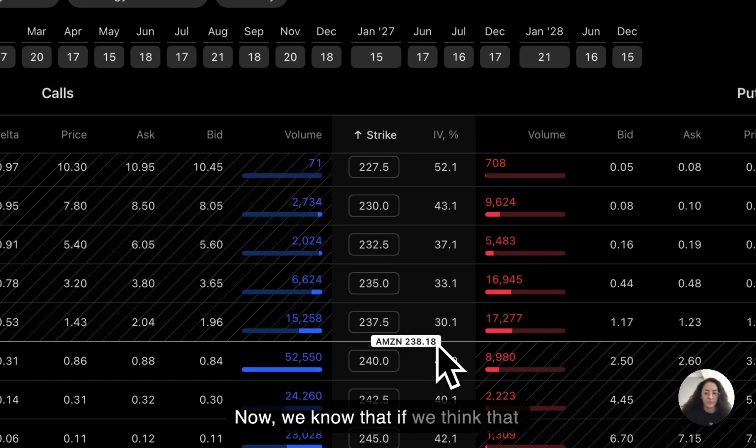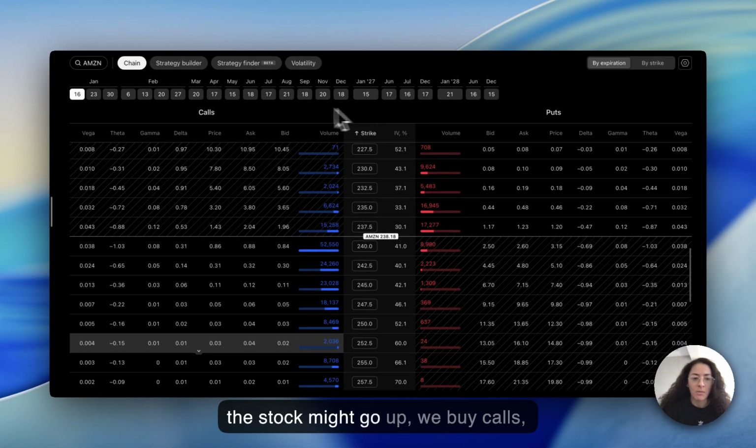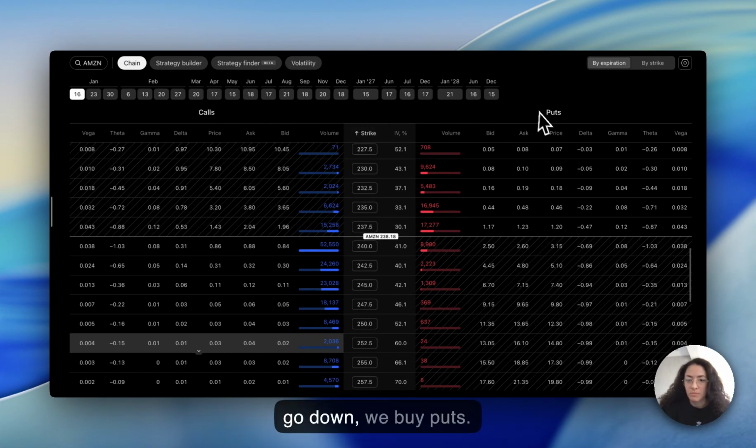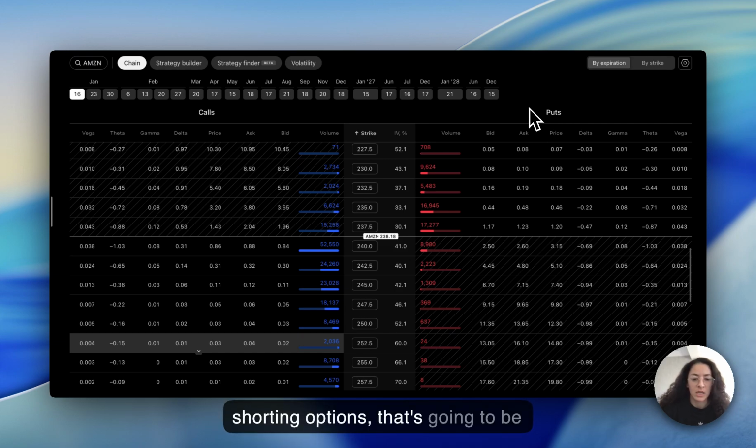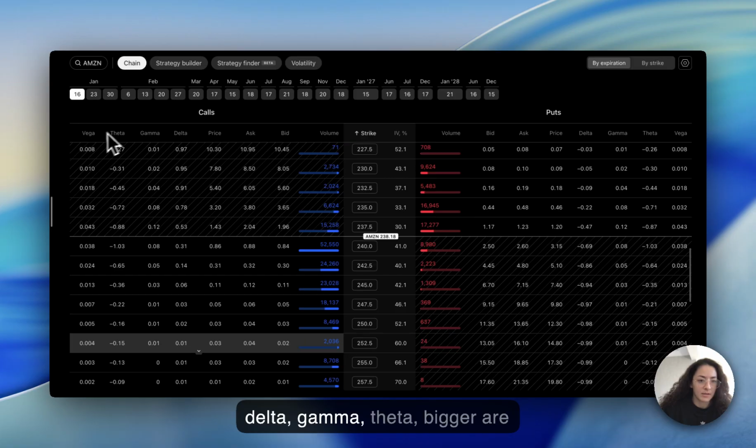Now, we know that if we think that the stock might go up, we buy calls. And if we think that the stock might go down, we buy puts. We're not going to discuss now shorting options. That's going to be subject for another lesson. But let's understand how option Greeks, the ones that you see here, delta, gamma, theta, vega, are affecting the option price.